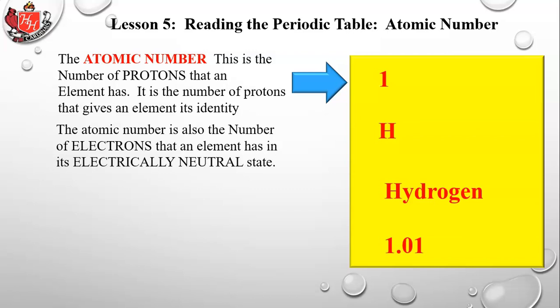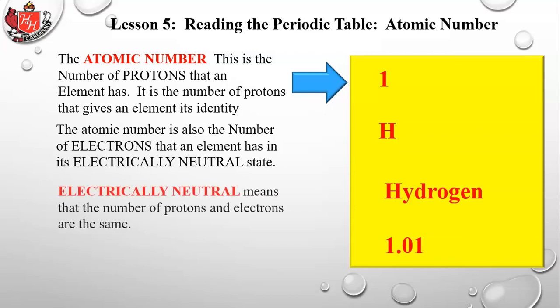The atomic number is also the number of electrons that an element has in its electrically neutral state. So when an element is born, it has to have an equal number of positive and negative charges. So if a hydrogen atom in its natural state has one proton, it will also have one electron. Electrically neutral means that the number of protons and electrons are the same. The atomic number is also called the Z number. We tend not to use that term a lot, but you will see that term Z number.